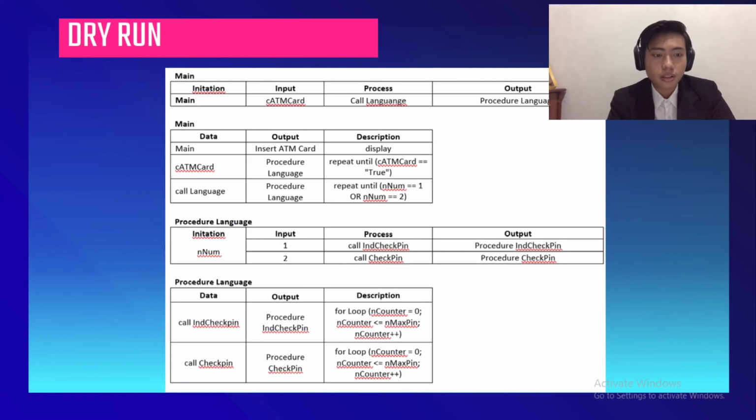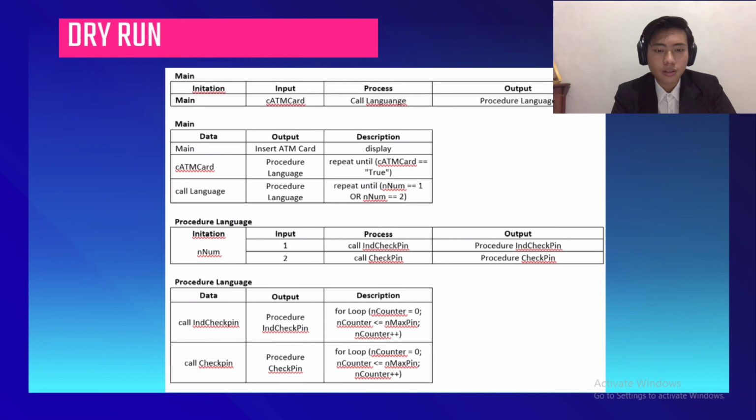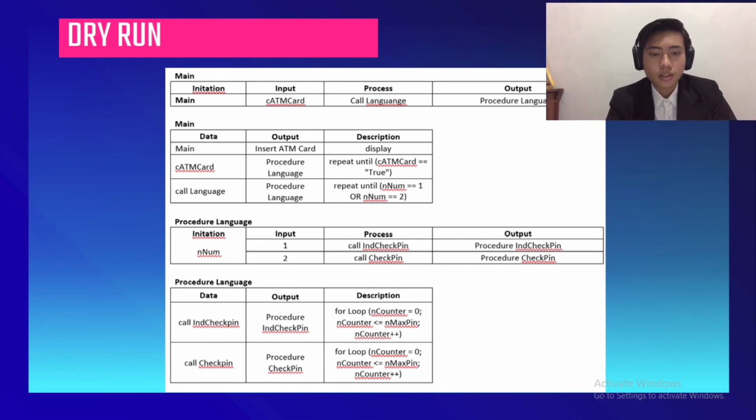After that, we change to procedure language. The initiation is enum, input 1 and 2, process call in checkpin and call checkpin. The output is procedure in checkpin and procedure checkpin. It means if the user inputs number 1, the ATM will call in checkpin, using the Indonesian language. And if the user inputs number 2, the ATM will call procedure checkpin. It means the ATM will display English language.